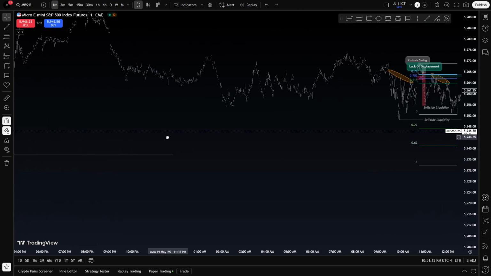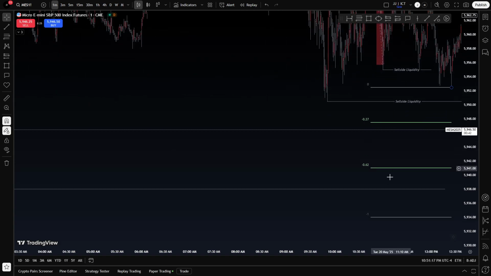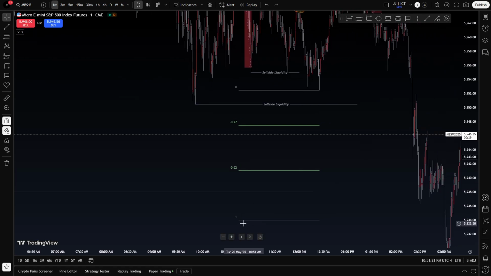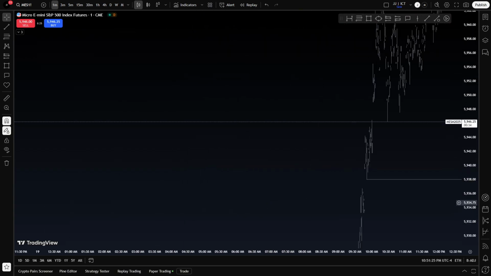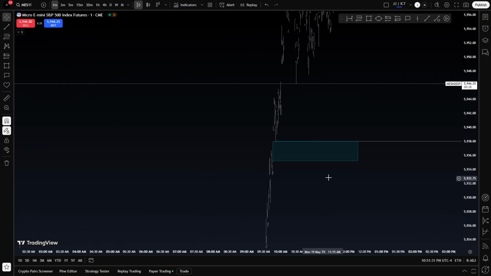Drag it all the way out. And guess what? We keep dragging it all the way out. So, what standard deviation lands next to that? The 1. So, is this a good target? Yeah. And if you want to verify it even more, let's drag out this fair value gap, because there's still the rest of this undelivered fair value gap right here.